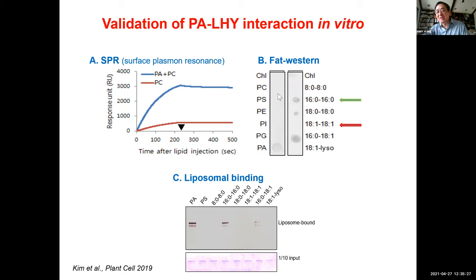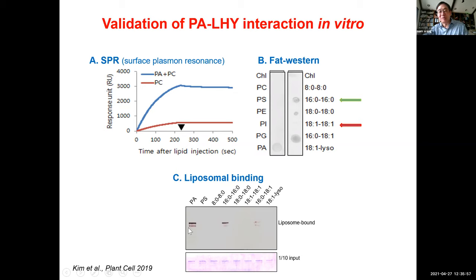To verify this, this is a membrane blot, and you may question that this is very artificial, you don't see proteins and lipids in this way. So we use liposomes, where you make a globular structure of lipids, which mimics cell membranes. You do a pull-down, and it shows here again that 16:0 PA will bind to LHY.